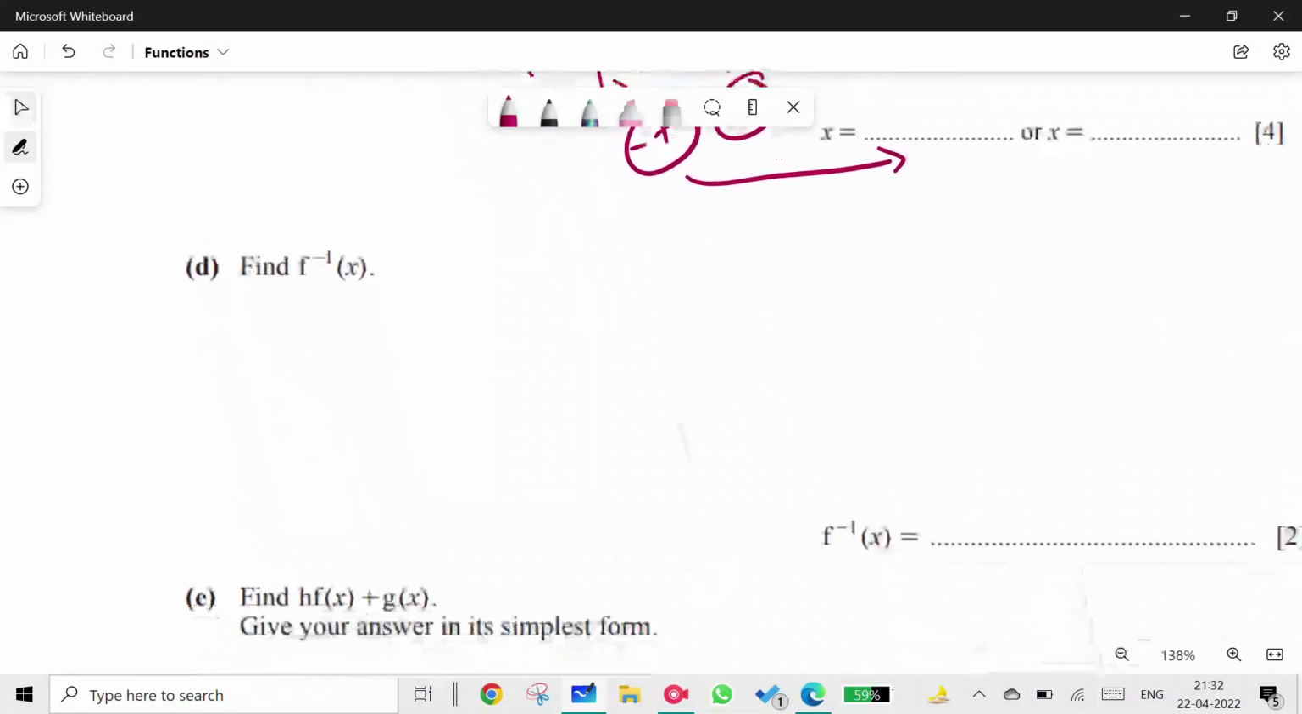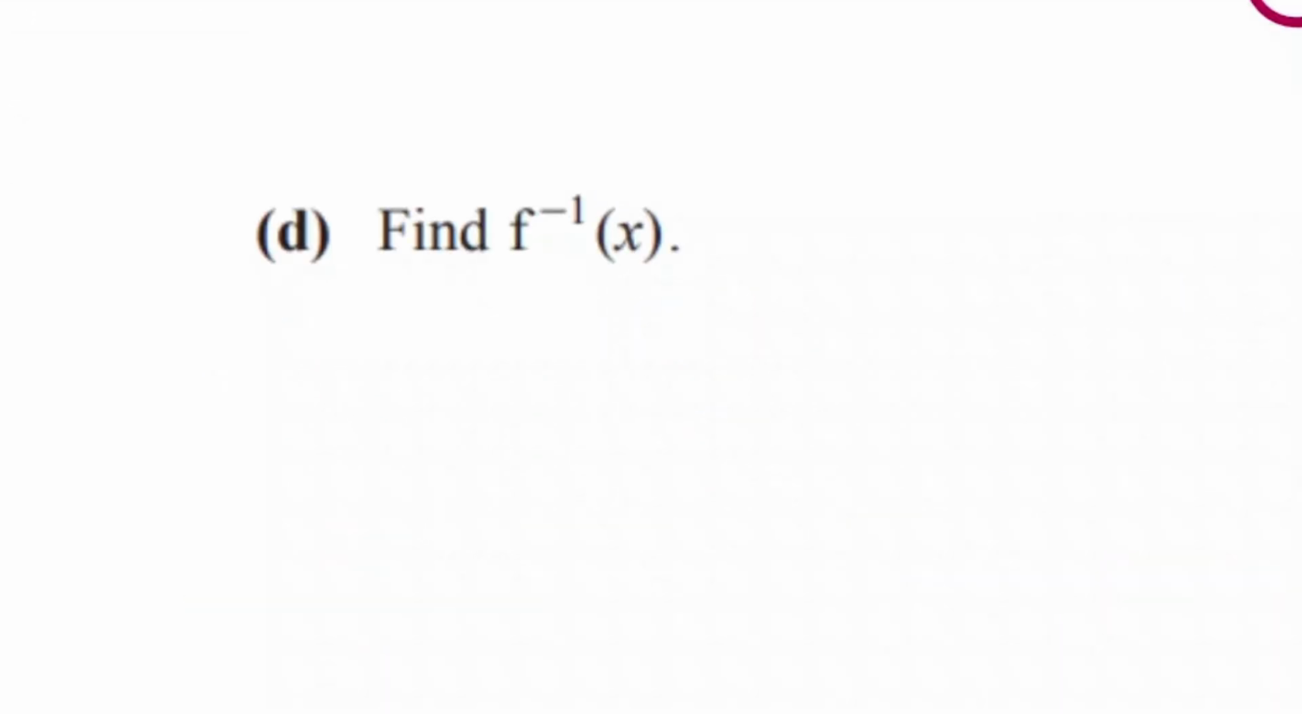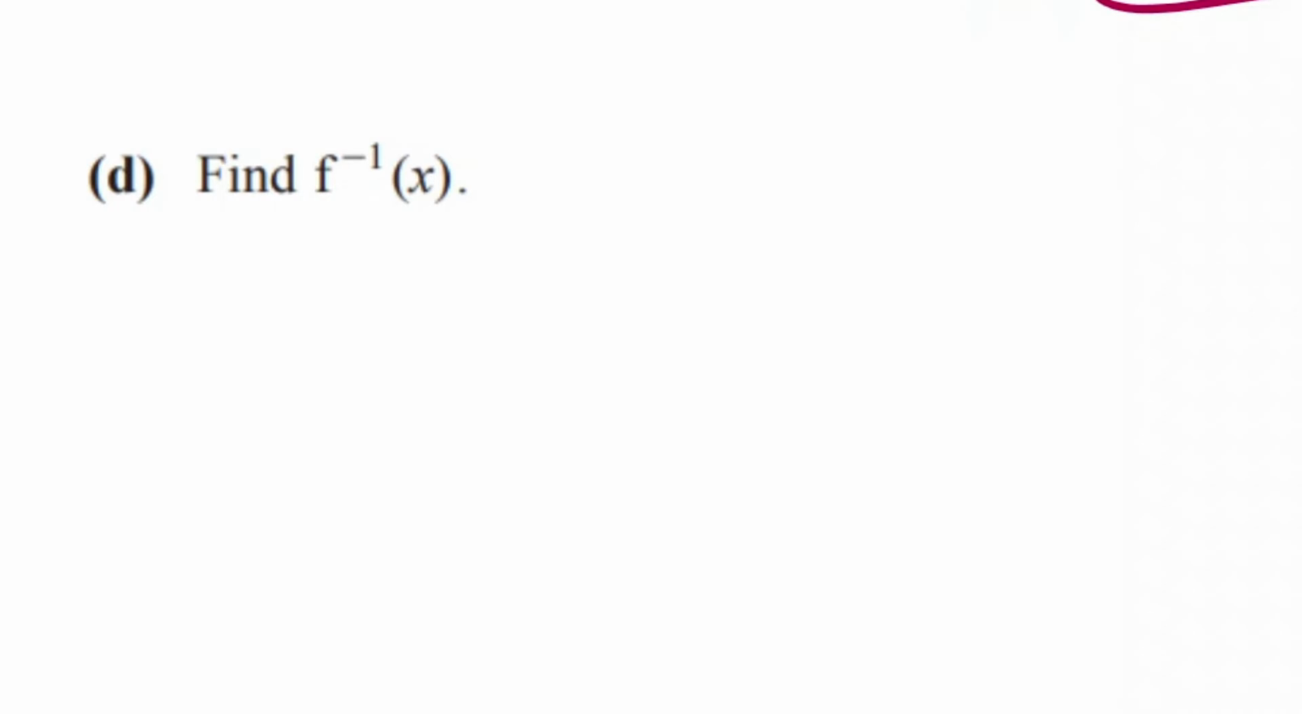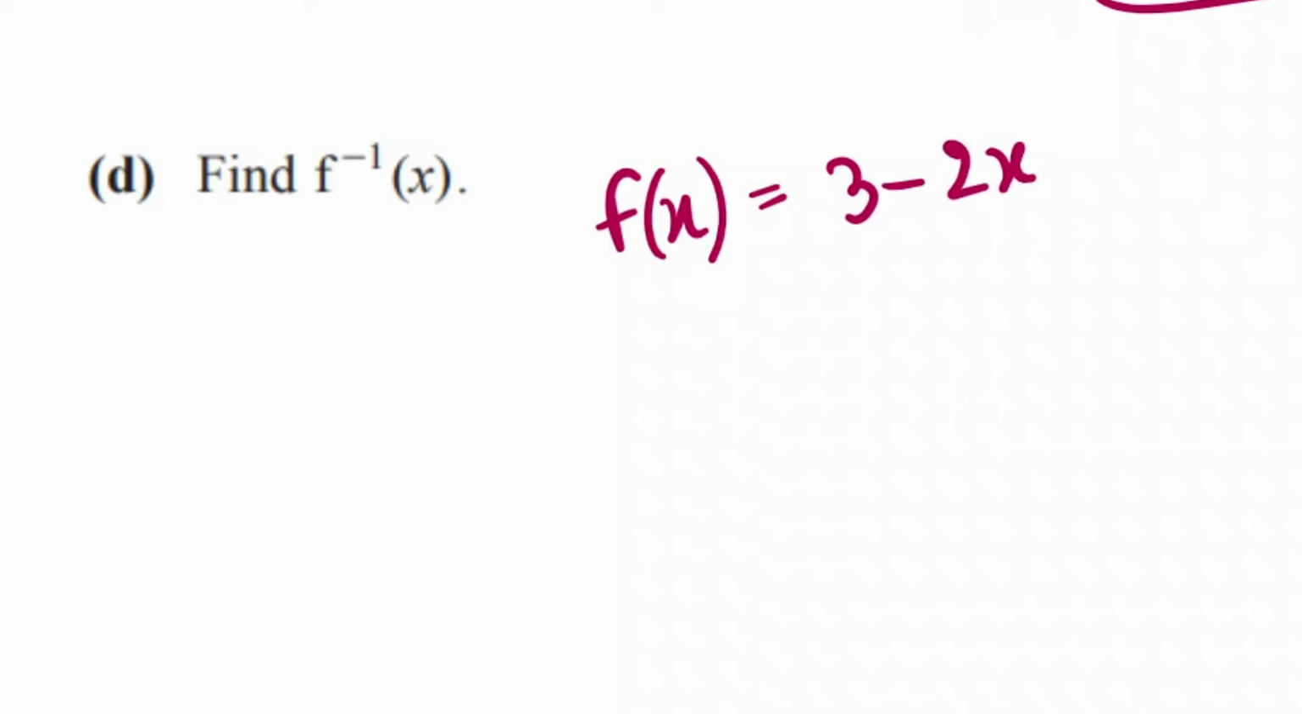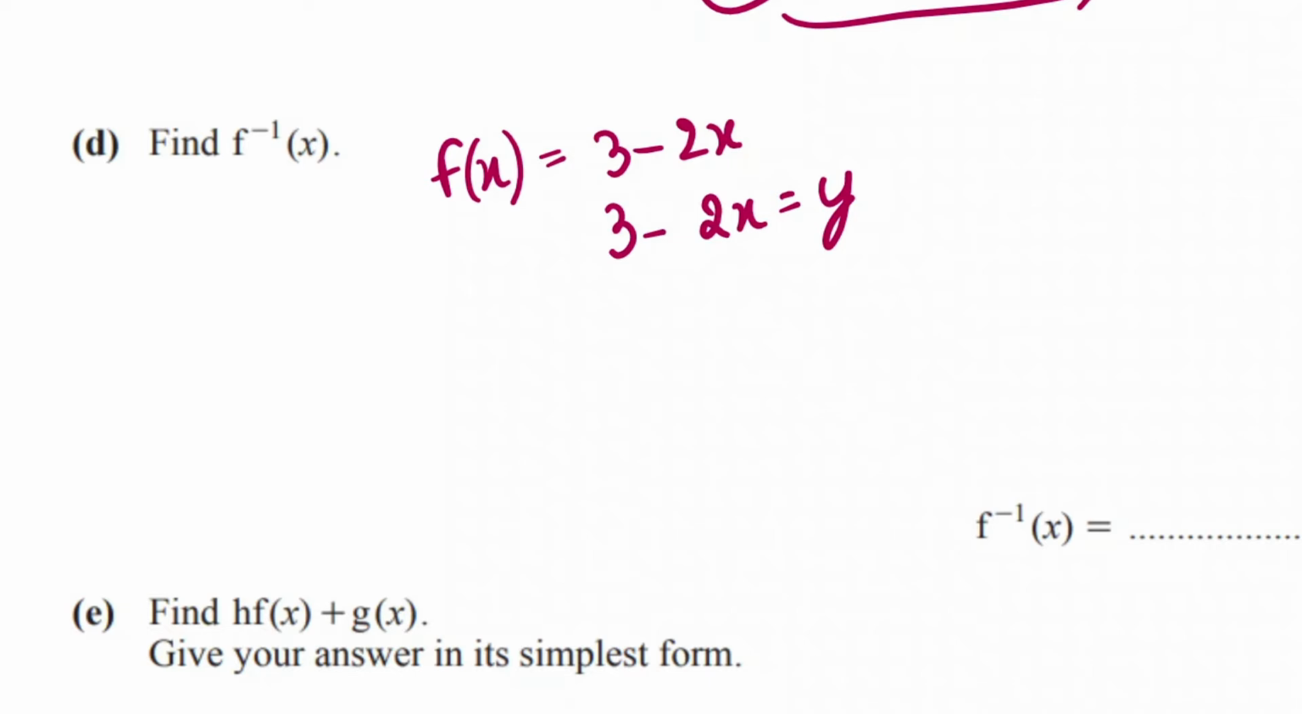Next we have find f inverse of x. So here you just have to find the inverse function. So I already explained how to do it. Let's do it once again. So here we have f of x as 3 minus 2x. The first thing that you do is equate this to an alphabet, to another variable. So I'm going to take 3 minus 2x equal to y. That's the first thing. The second thing is take x on one side and everything else on the other side. So isolate x. That's the second step.